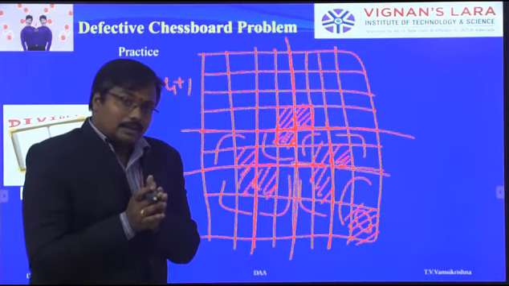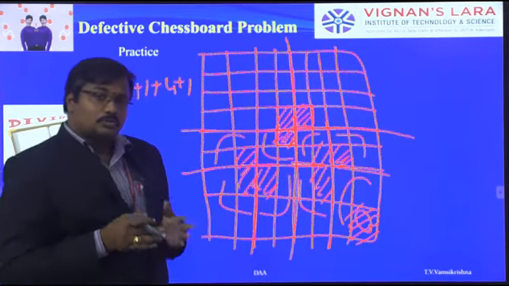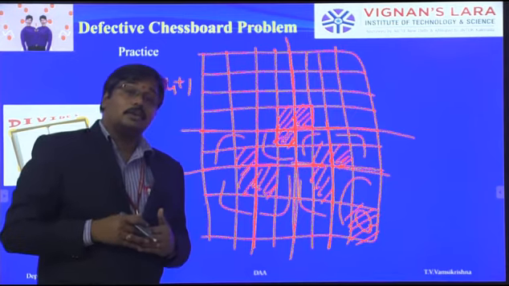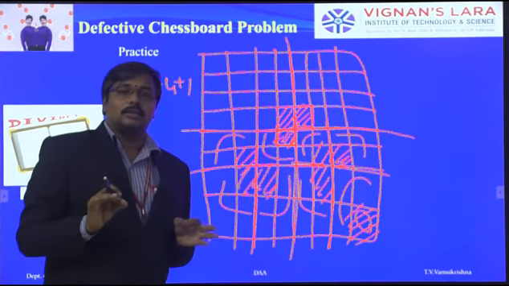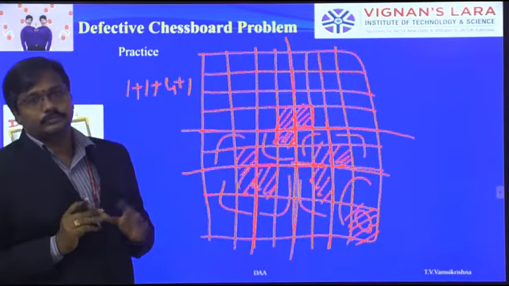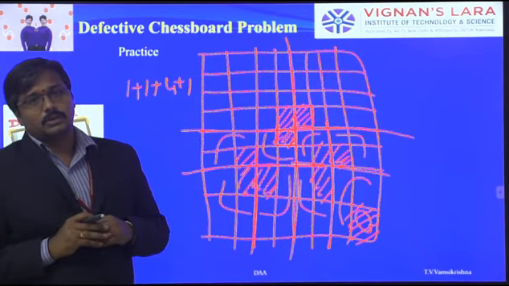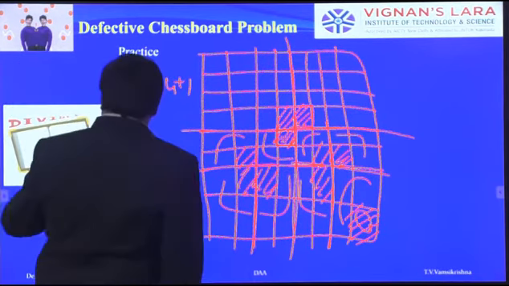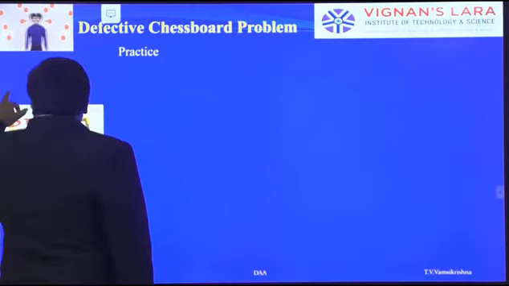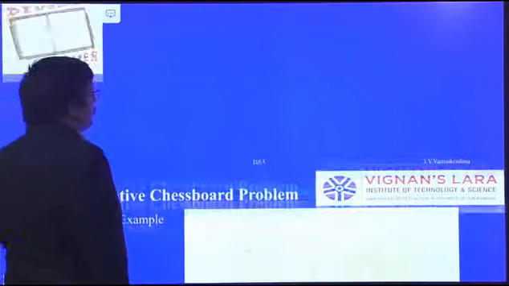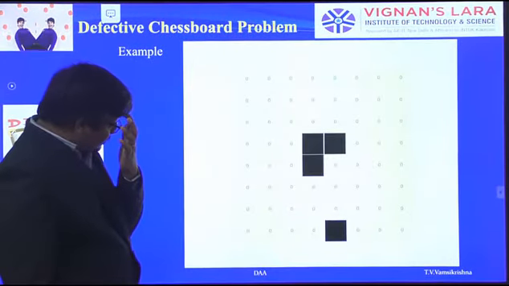So like that, we are solving the defective chessboard problem using the divide and conquer approach very easily in less time. So this is the thing. And one more animation for you to understand the concept clearly.